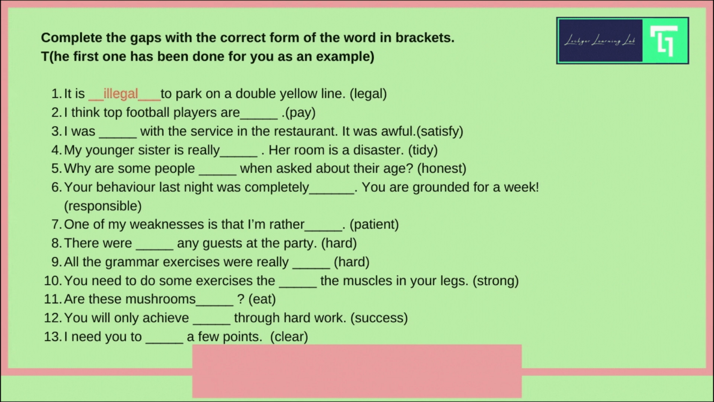So the word is legal, and you've got to put the opposite. Now you know the rule. The rule is with L, usually adjectives starting in L, take ill, illegal. So it's going to be illegal. It is illegal to park on a double yellow line.